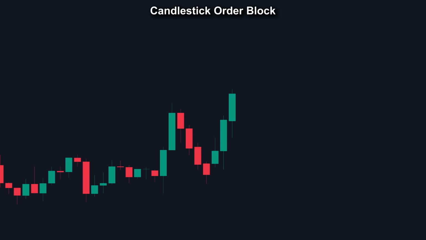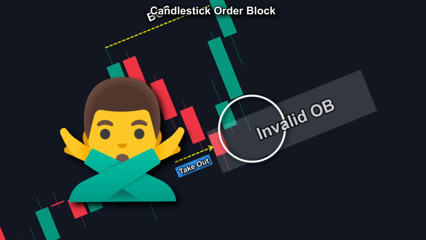Let's look at another scenario. Price sweeps the low with this candle. Liquidity is taken. It breaks structure. Looks promising. But when you check the 3 candles that follow, there's no gap, no imbalance, and the order block gets mitigated by the lower wick of the next bullish candle. It fails the test. This is not a valid order block.